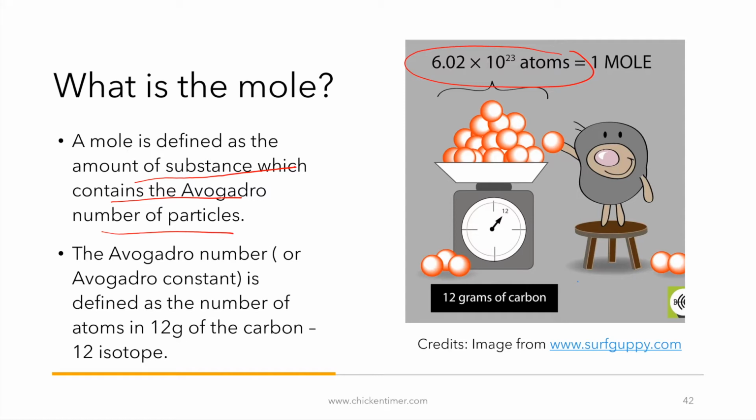So in 1 mole of carbon, there are 6 times 10 to the power 23 atoms. So in this 1 mole, there is 12 grams of carbon. If you dislike Avogadro's number, you can think about that.